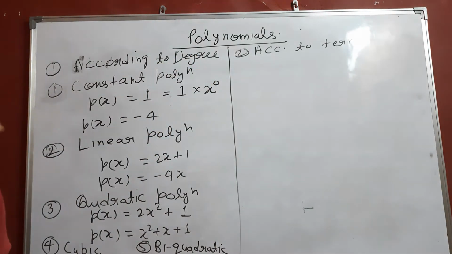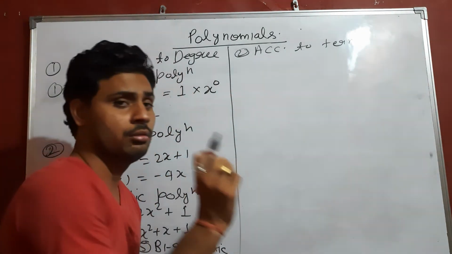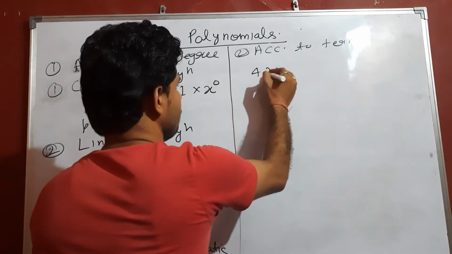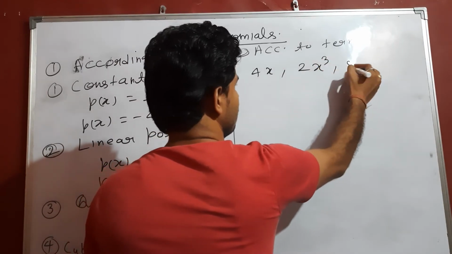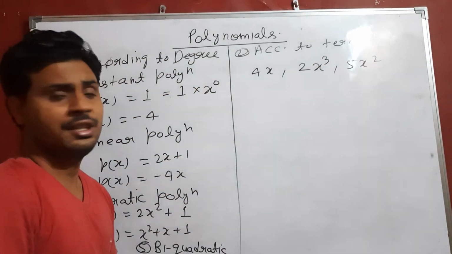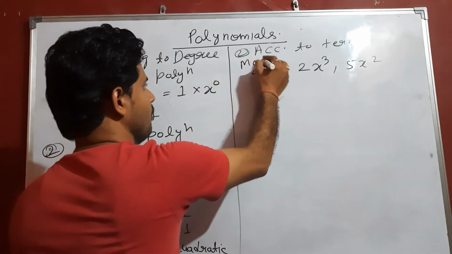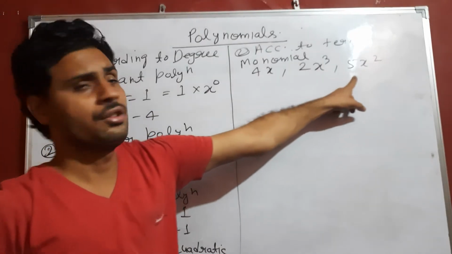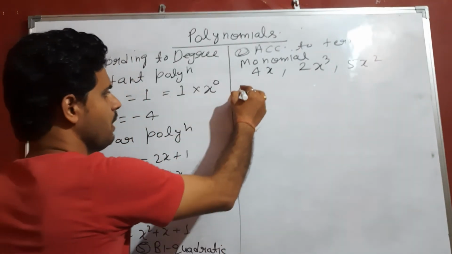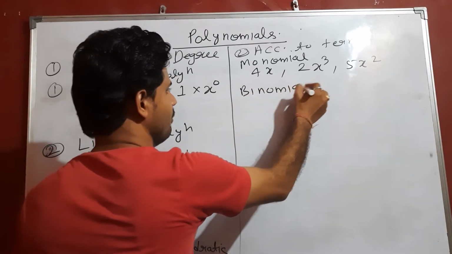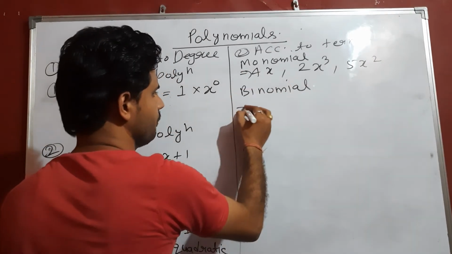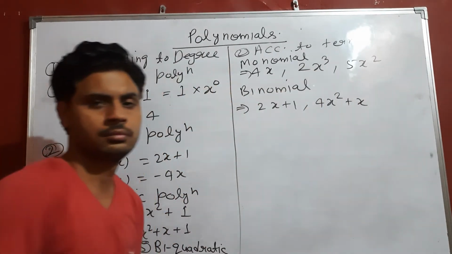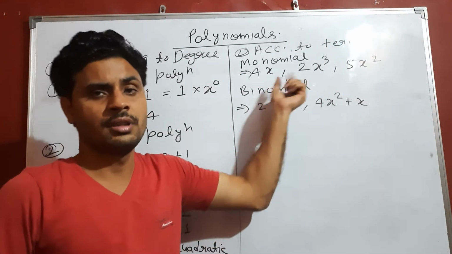And according to the terms, we have to check the number of terms, not the degree. For example, these algebraic expressions are monomials. Why? Because they contain only one term. In the same way, binomial means two terms. A polynomial which contains two terms is called a binomial.